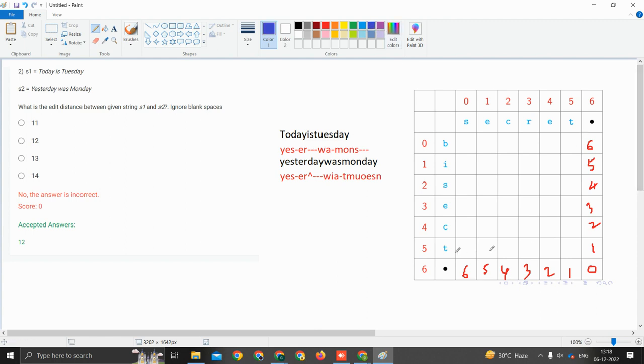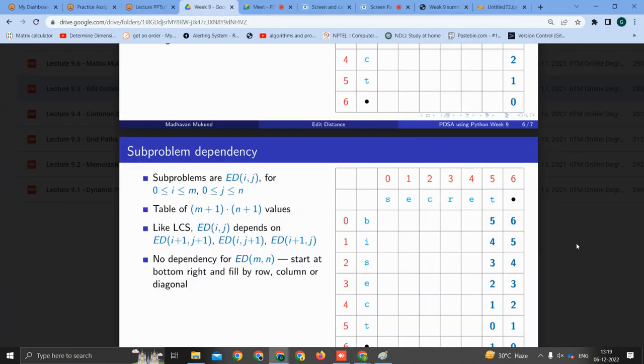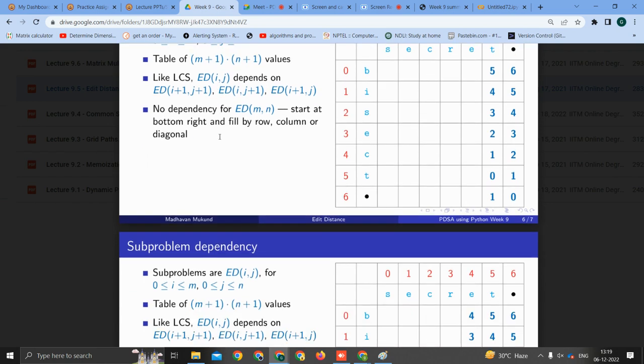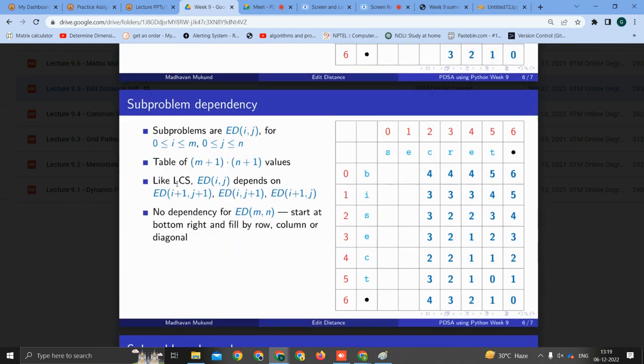Next, we see whether the characters match. T and T are the same, so we'll be writing 0 over there. If the two characters are the same, we write the diagonal one, and the diagonal one is 0. If they are not matching, what will you do? If they're not matching, then we take the minimum of the other three and add one.